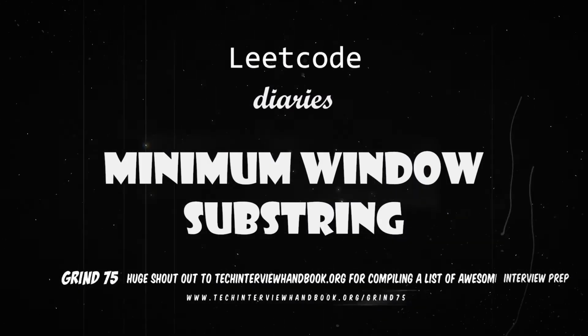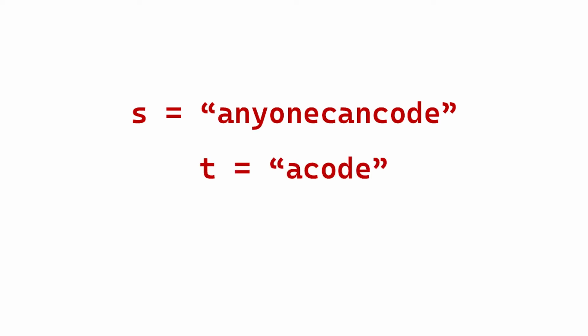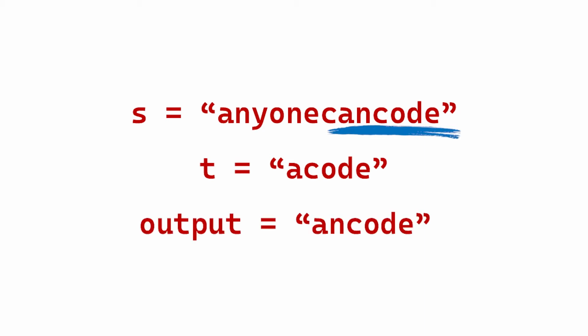Hello everyone. In this question, we are given two strings S and T. What we have to check is if it is possible to have a smaller version of S, a substring that has all the characters present in string T. We then just return the substring which has the smallest length.